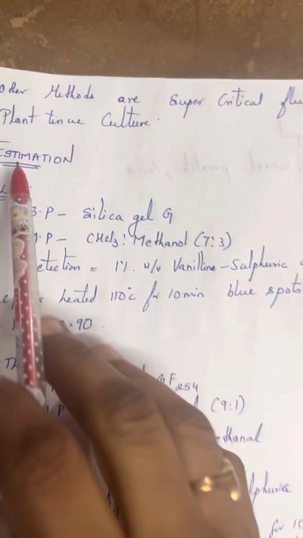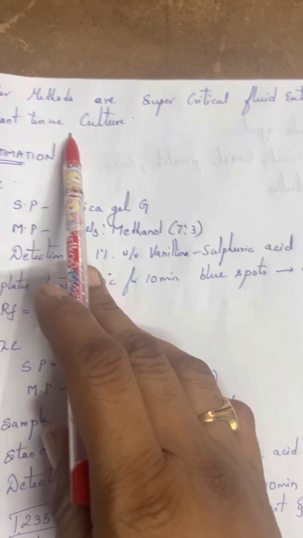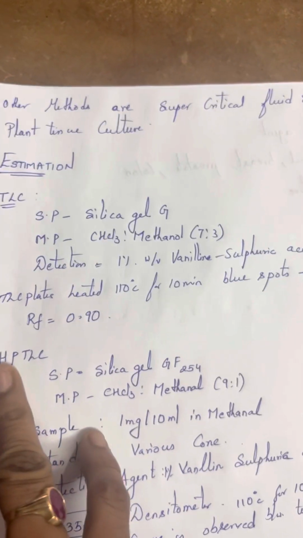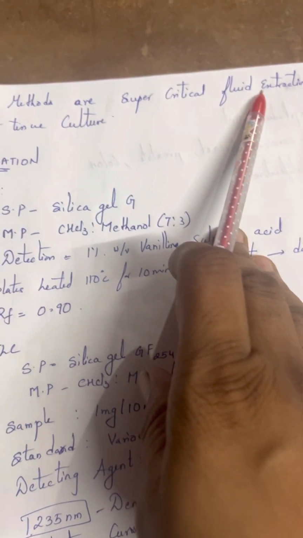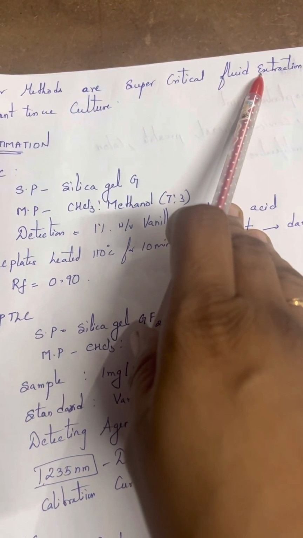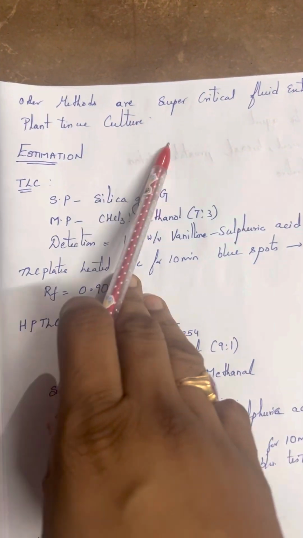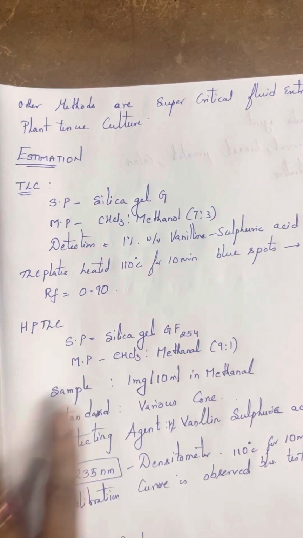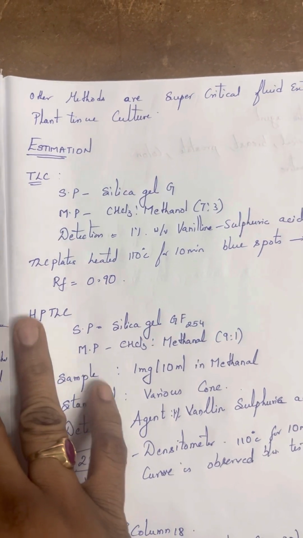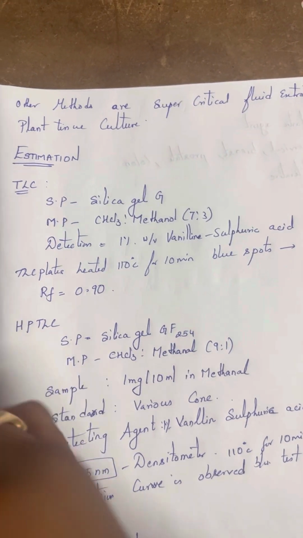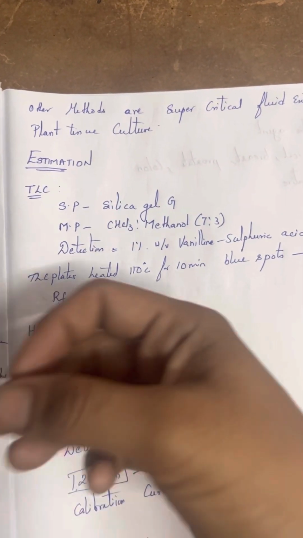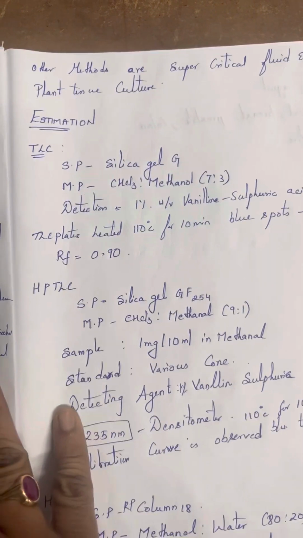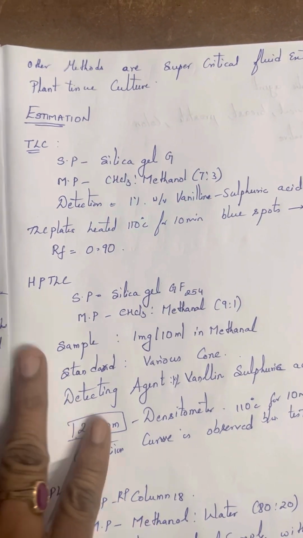Next, there are some other methods for the isolation of Taxol, like supercritical fluid extraction. That is one method, and you also have a plant tissue culture method. That will be very lengthy and it is not that essential to know. So these are the two main methods which you can write down, and if a 5 marks question is given, you can write down only one method. That is enough.